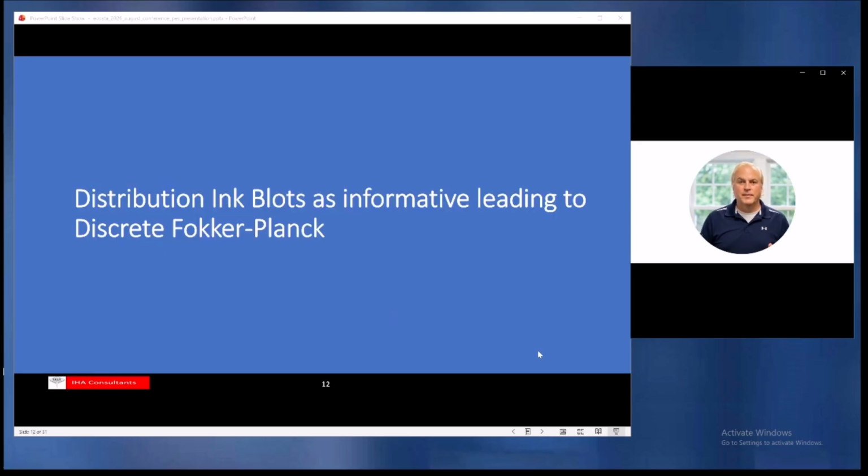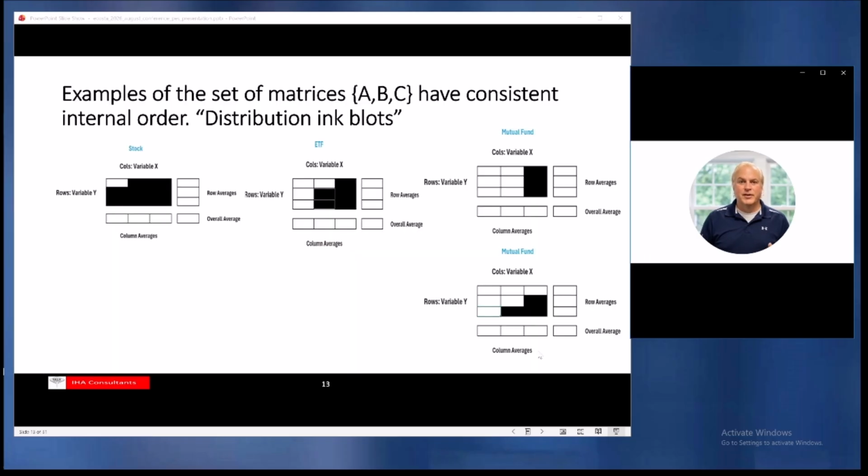Section 2. Distribution ink blots as informative leading to discrete Fokker-Planck approximation. Examples of the set of matrices A, B, C have consistent internal order. These are generalized distribution ink blots for stocks, ETFs, and mutual funds. Stock ink blots are generally associated with a full set of eigenvalues and associated eigenvectors that at times have one complex set. Testing for difference of means using pairwise row and column combinations, where significant, supports distribution mixture over single distribution.